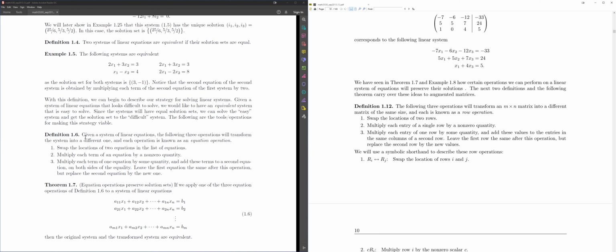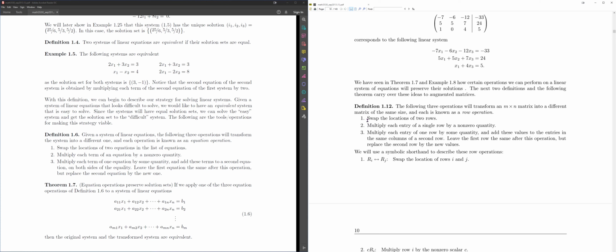Let's look at the definitions. We did this definition previously. You have 3 types of equation operations: one type is you could swap 2 equations. Next one is multiply throughout by a non-zero scalar, and the third one is you add a multiple of one equation to the next equation. Because the equation operations correspond to the row operations, you'd expect to have the same type of row operations, which we do.